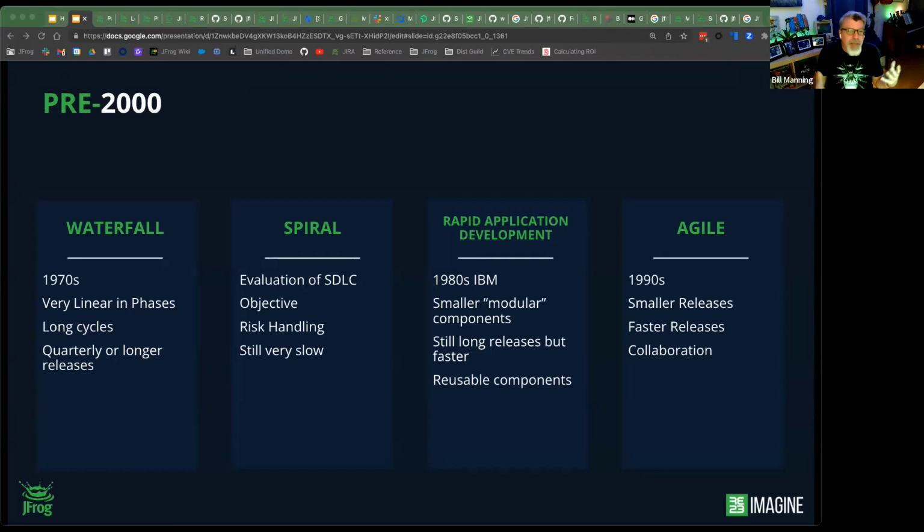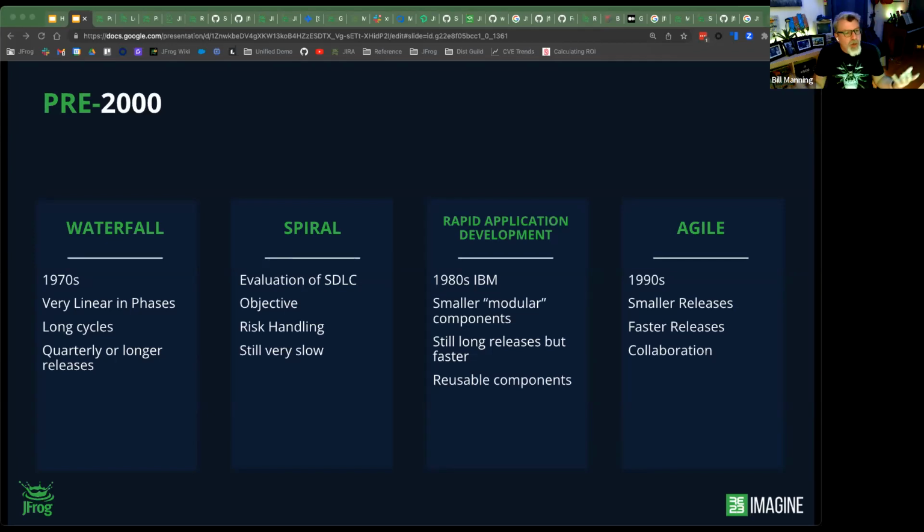Then there was the RAD method, which I always thought was hilarious. Be like, oh, that's rad, dude. The idea that in the 80s, IBM came up with, which actually was kind of the seeds for what happened with Agile down the road. And it also happened with DevOps and DevSecOps and modern-day techniques we use today for things like microservices and whatnot.